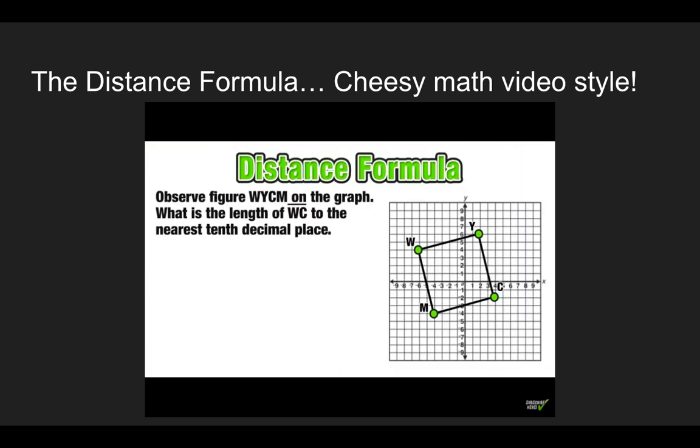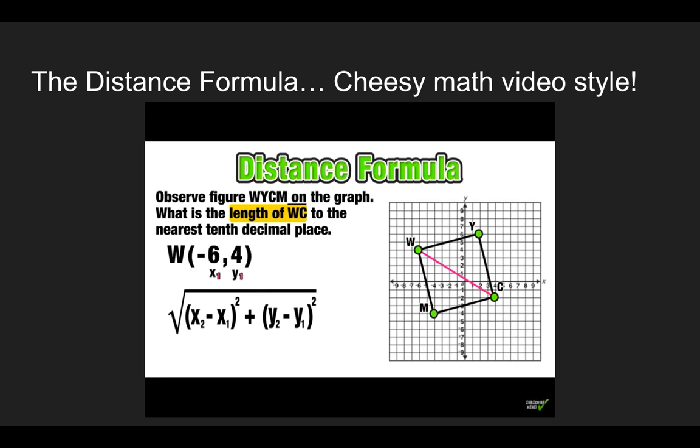For our next example, we're going to be observing a quadrilateral on the coordinate plane with endpoints W, Y, C, and M. We want to find the length of line segment WC, so we know we're going to have to use the distance formula again. Notice that W and C are diagonal from each other, so this is a diagonal of this four-sided figure. So we have to construct that line to help us visualize what line segment WC looks like on the coordinate plane. Now we can write down the coordinates of W at (-6, 4), that's your x1, y1, and C at (4, -2), that's your x2, y2.